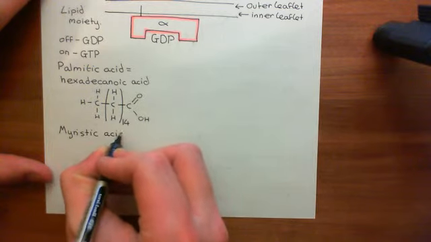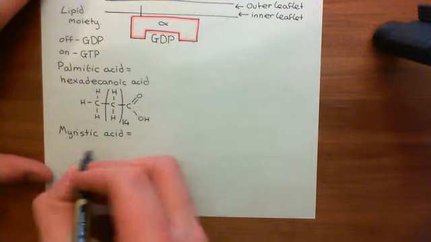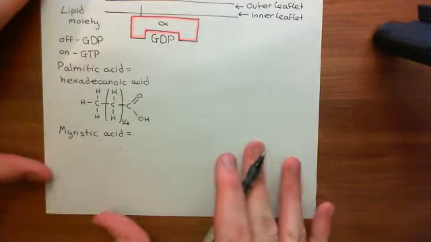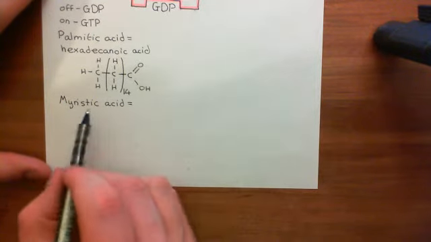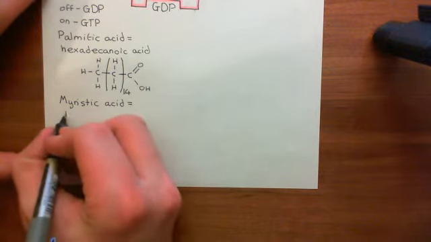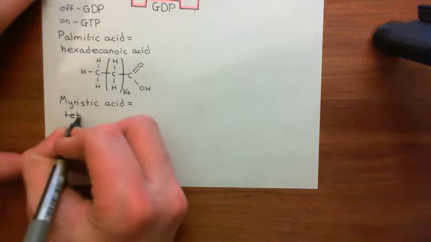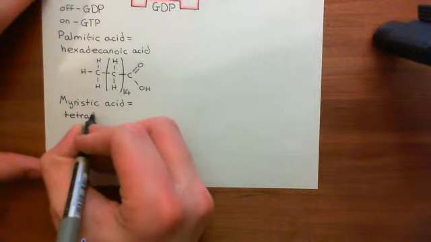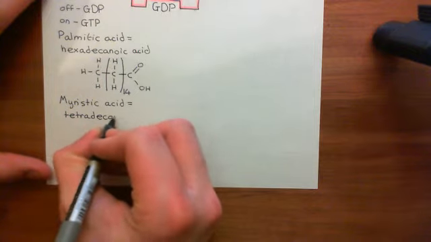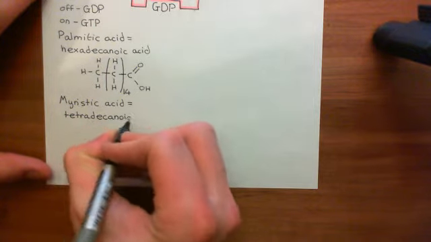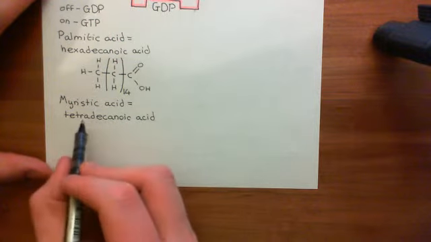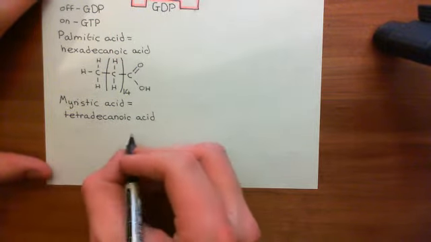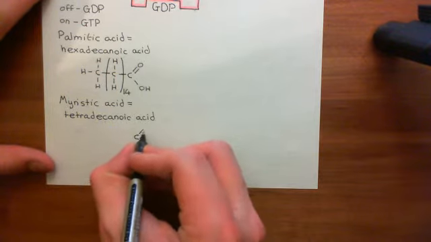Some of them, instead of having palmitic acid attached, get myristic acid attached. Now, myristic acid is the old name for a molecule that will now be called tetradecanoic acid. Again, tetradecanoic acid is a more useful name for this molecule because it tells us exactly what we're dealing with. It tells us that we're dealing with a 14-carbon fully saturated carboxylic acid.